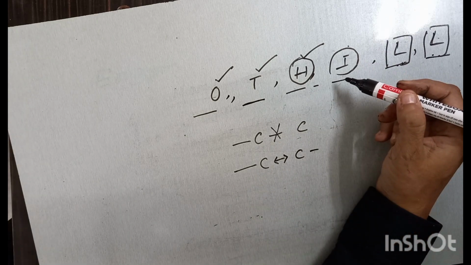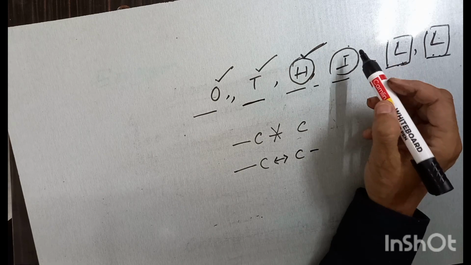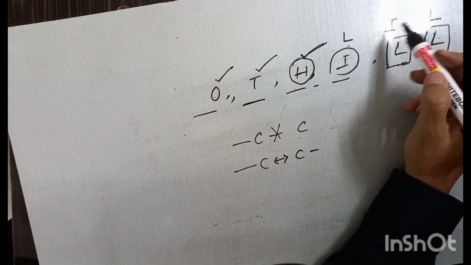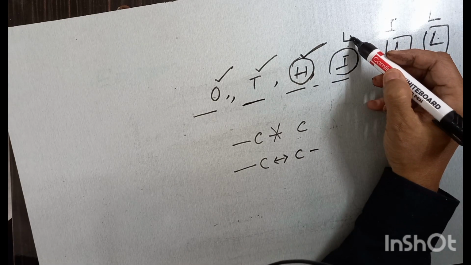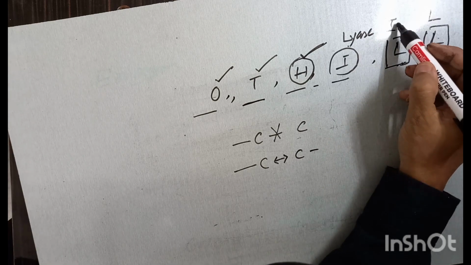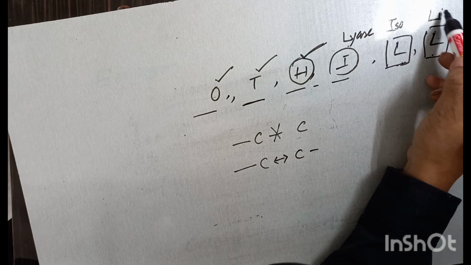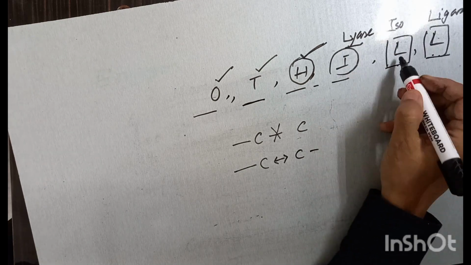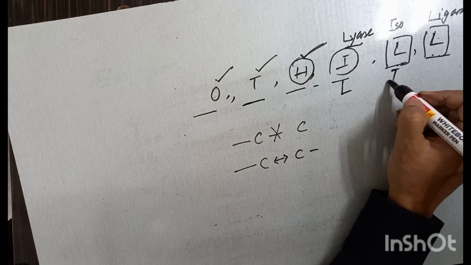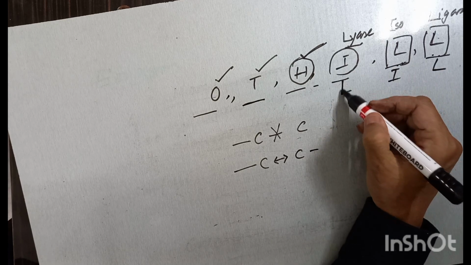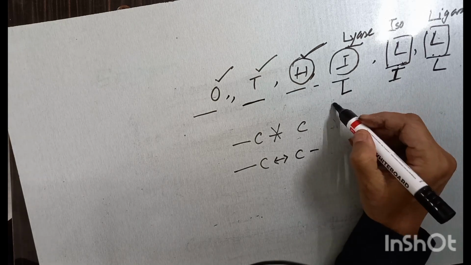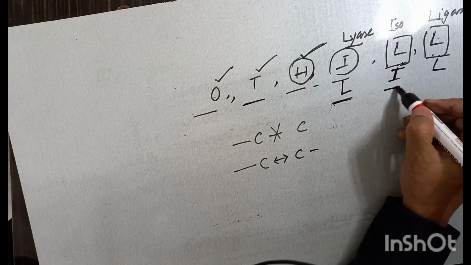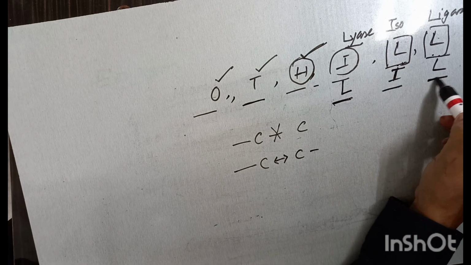According to the enzyme class number, up to here it is okay, but here it will be LIL. And this L will be lyase first, then isomerases and ligases. So this ILL will just get reversed, LIL. So L for lyase. Class 4 enzymes are lyases, class 5 enzymes are isomerases, and class 6 enzymes are ligases.